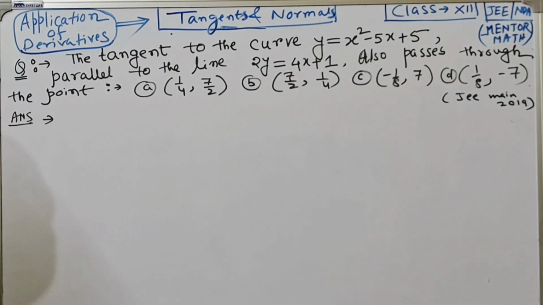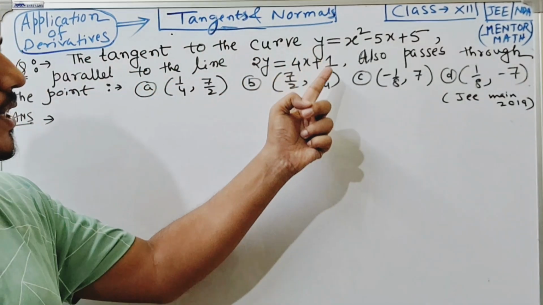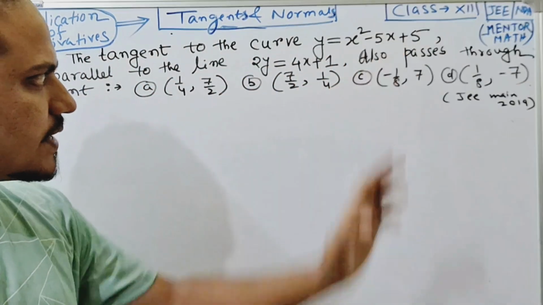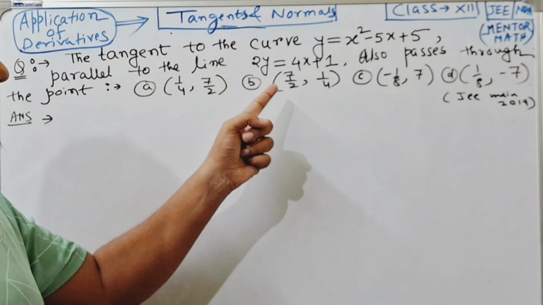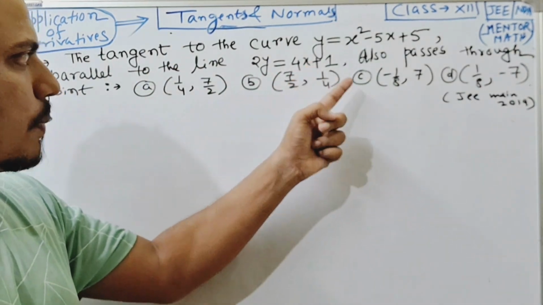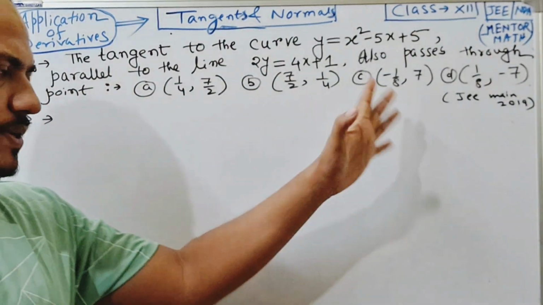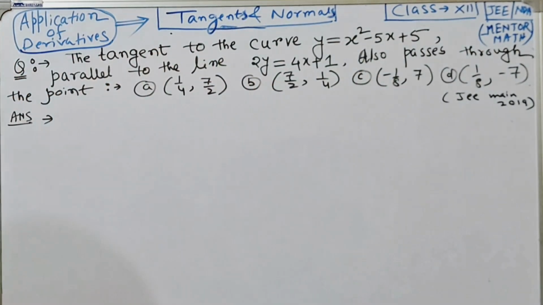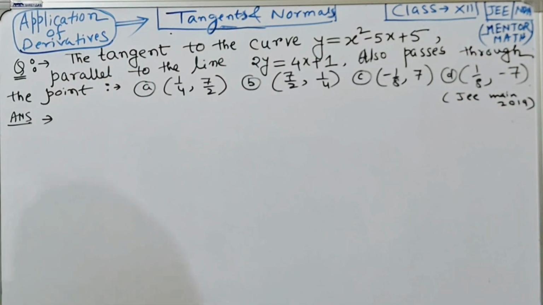Look at that question: the tangent to the curve y is equal to x square minus 5x plus 5, parallel to the line 2y is equal to 4x plus 1, also passes through the point, options A, B, C, D are given. So from these four options, you have to choose any one. And that question already came in your JEE Main 2019 paper.